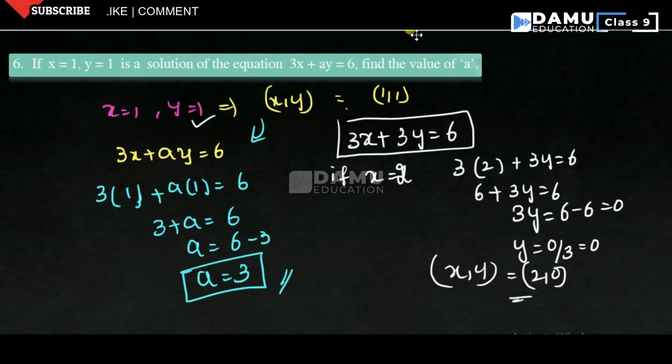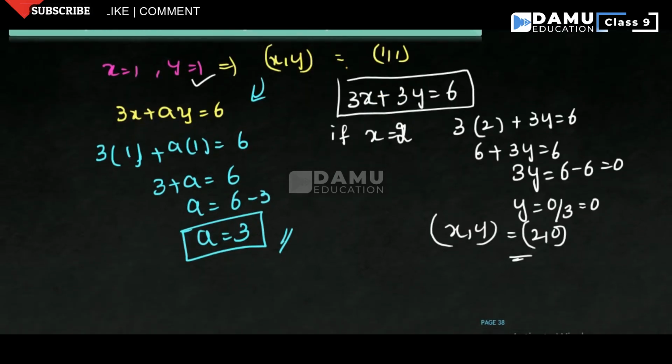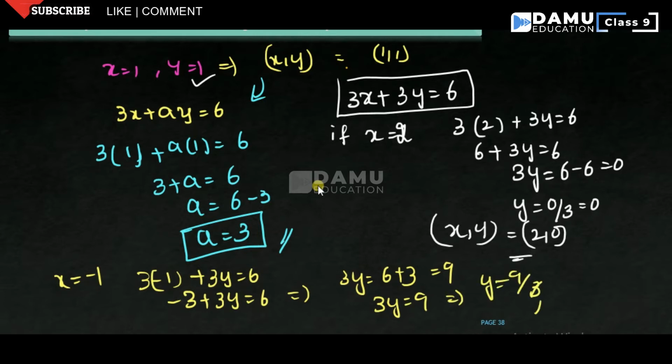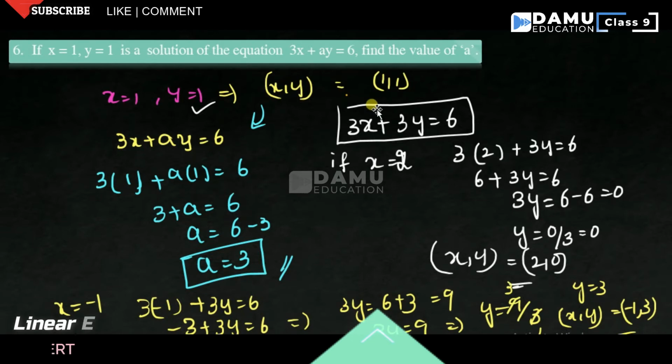Then we can find one more solution also by using these values. Let's take x equal to minus 1. So 3 into minus 1 plus 3y will be equal to 6. So minus 3 plus 3y will be equal to 6. That implies 3y will be equal to 6 plus 3. This minus will become plus, it will be 9. So 3y will be equal to 9. That implies y will be equal to 9 by 3. 3 threes are 9, so y is equal to 3. So x comma y will be equal to minus 1 comma 3. So this is also one solution. We can find an infinite number of solutions for the given expression.